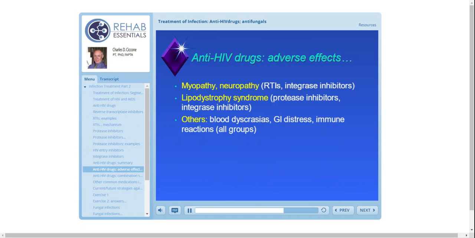And there are other side effects. Blood dyscrasias, meaning anemias, white blood cell dysfunction, other problems with the formed blood elements. GI distress is common, especially in the initial administration, and immune reactions, and these are true for all groups. So once again, these are serious drugs, often given at a fairly high dose, and often given together, where several drugs are combined in this so-called HIV cocktail.